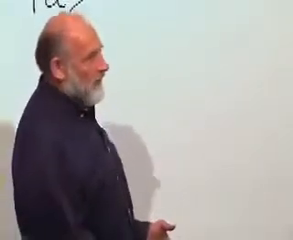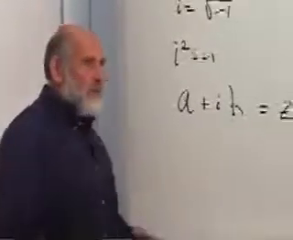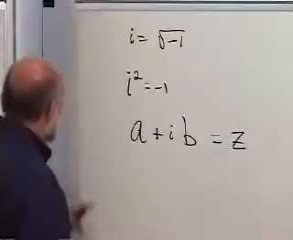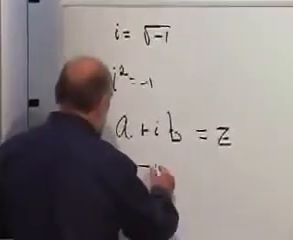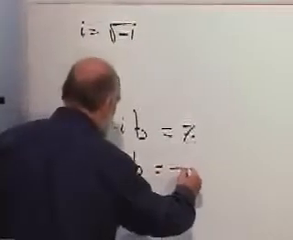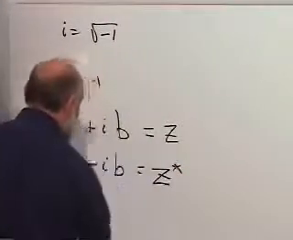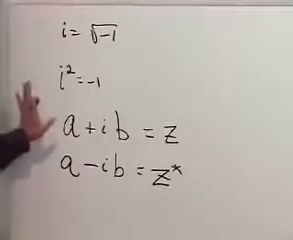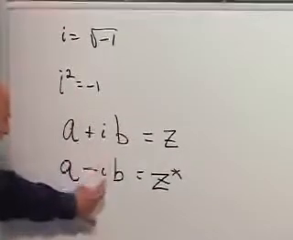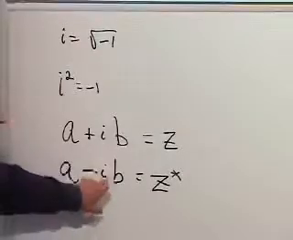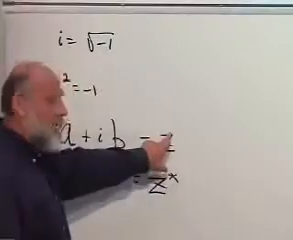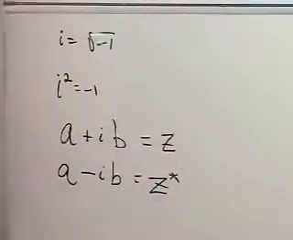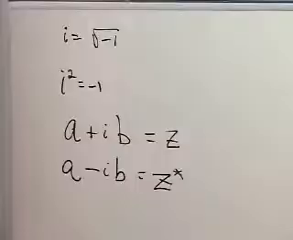Another concept is the complex conjugate. This is very important. You'll need it. And it's very simple. a minus ib is the complex conjugate of z. So if you take a complex number and you change the sign of the imaginary part, that's called the complex conjugate of the number. The complex conjugate of the complex conjugate gives you back the original number. These are important mathematical concepts.